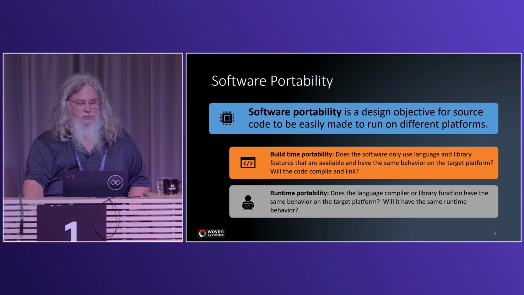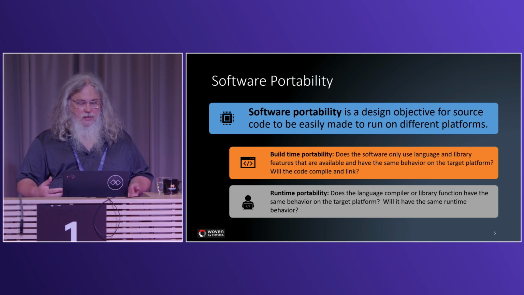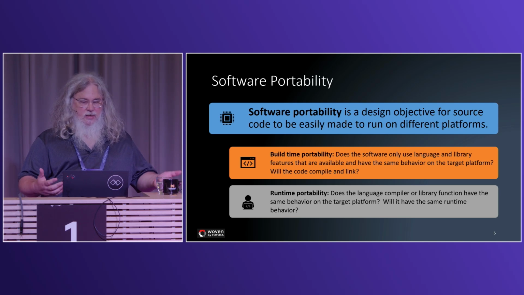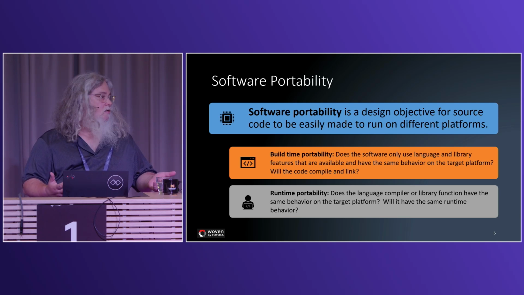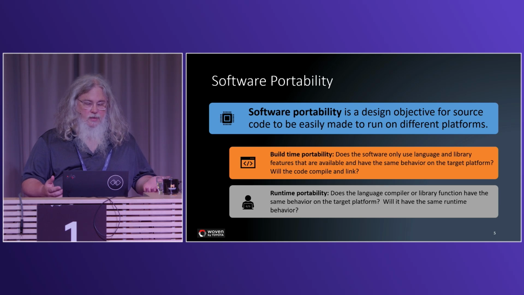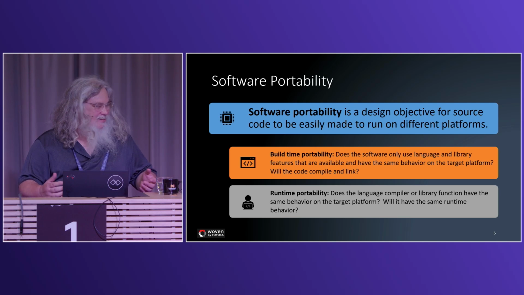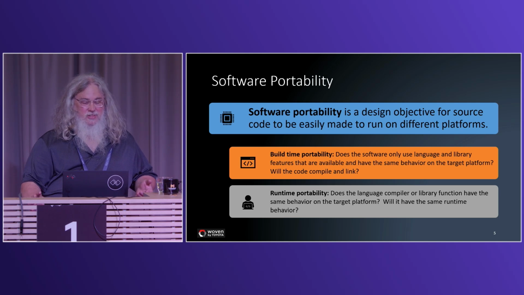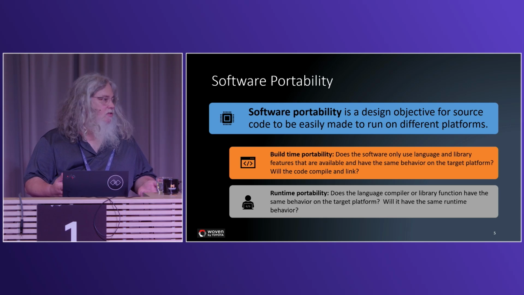So I've broken that into two separate things, though. Build time portability, which is: does the code I'm writing use only features of the language and library that are guaranteed to exist and have the same behavior on the target platform? So very simply, is this code going to compile and link? And sometimes the code not compiling and linking is better than the other alternative. The separate aspect of this is runtime portability, which is: does the language, compiler, or library function have the same behavior on the target platform? Will it have the same runtime behavior?